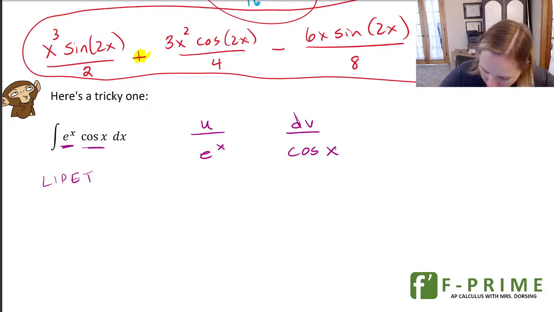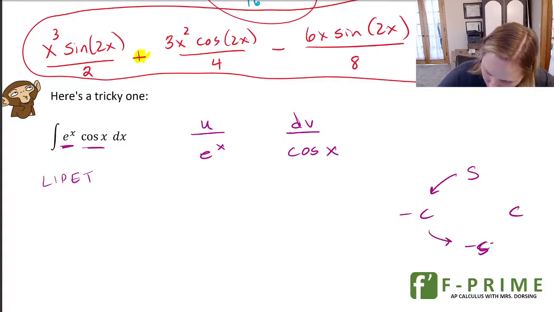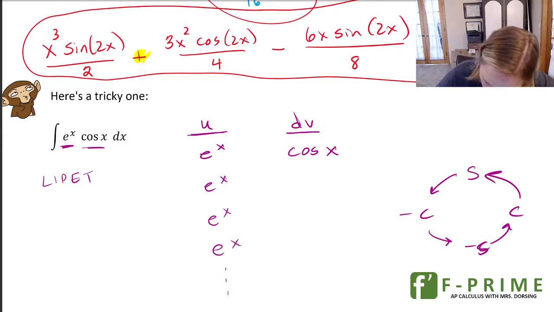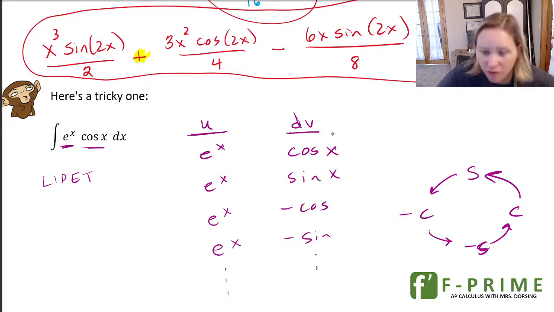Okay, so I got to use my wheel of sines. Okay, so here we go. Now, if I try to use tabular here, let me show you what's going to happen. There's going to be nowhere to stop. Cosine, ooh, it's never going to stop, right? It's going to be sine, and then negative cosine, and then negative sine, and it's going to go on forever. I could be here forever. So there's got to be a better way.